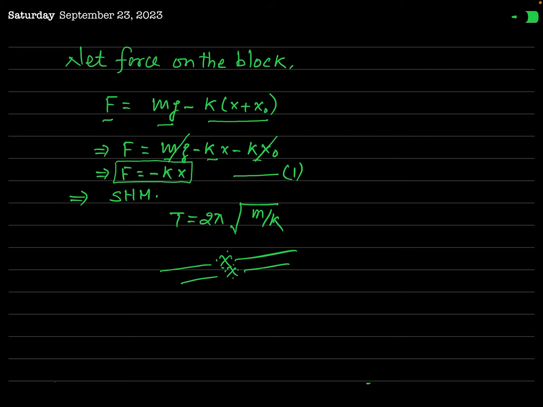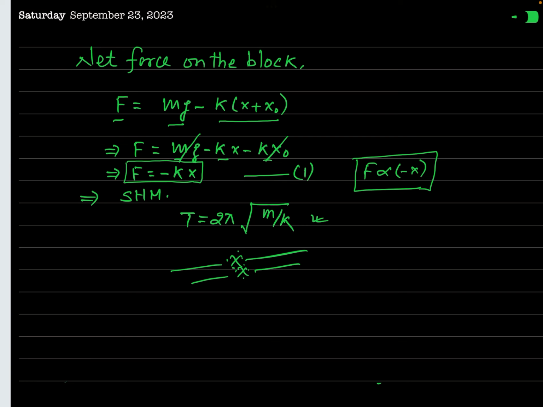I have not calculated the equation of motion further because you have seen all these things earlier. Since F is again proportional to minus x, it means the restoring force varies linearly with the displacement x, so the motion will be simple harmonic motion and the time period will be the same, that is T equals 2 pi root over m by k.